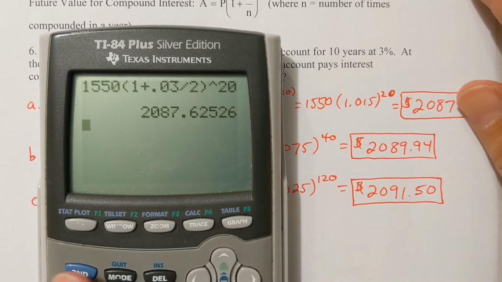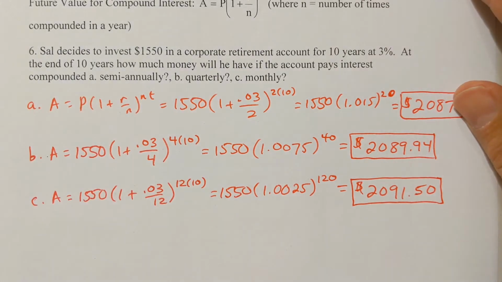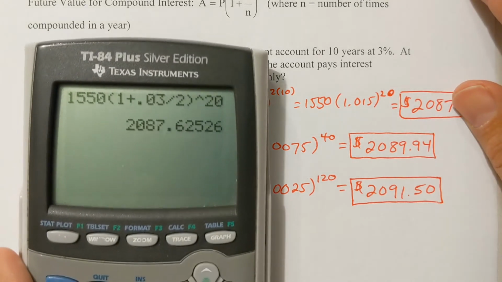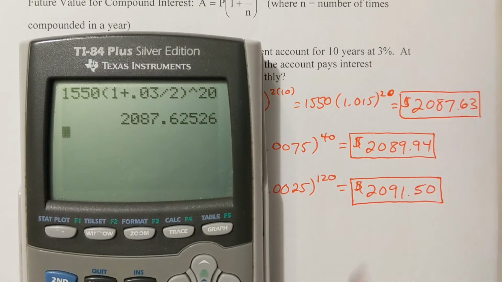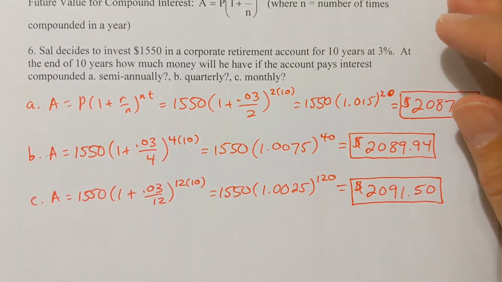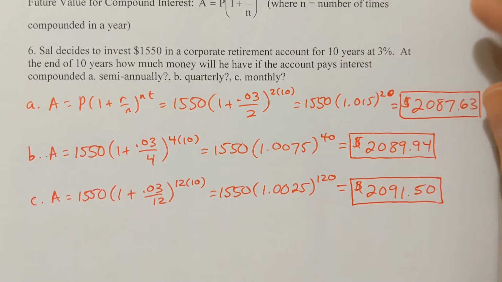$2,087.63. Okay. By the way, for this section, always round to the nearest cent. Even though you'll likely be given an amount that goes way past the decimal point, always give that to the nearest cent, whatever that is.